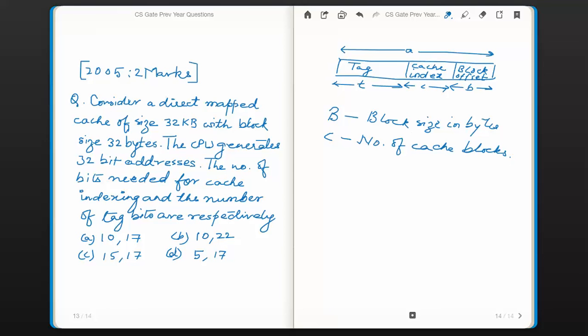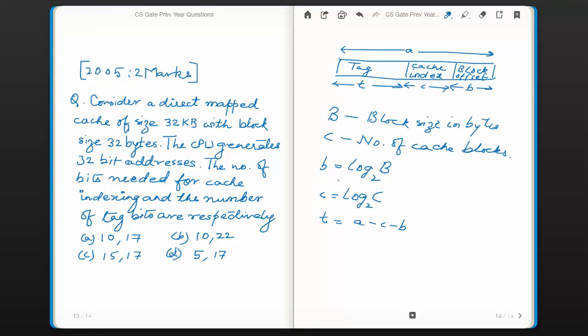Now the formula to calculate small b is this. Small b is equal to log base 2 of the block size in bytes, that is capital B. And the formula to calculate small c is log base 2 of capital C. The formula to calculate small t, that is the number of tag bits, is small a minus small c minus small b, where small a is the size of the CPU address in bits. So with this formula we can get the answer.